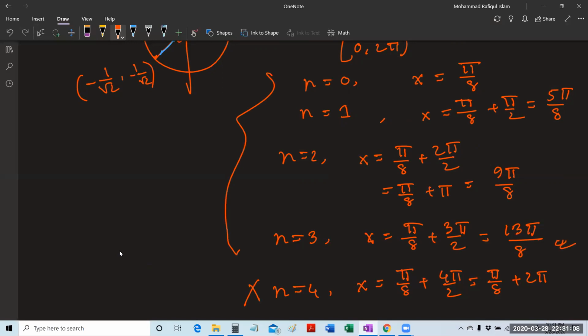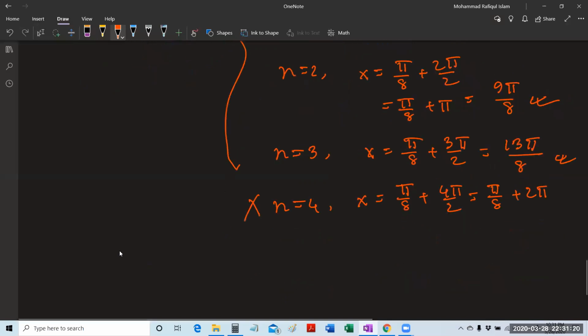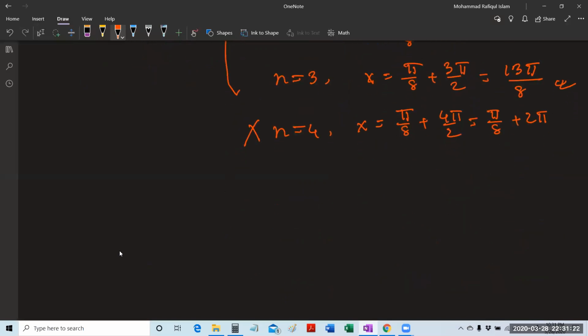So our solutions will include the x values up to this point. The acceptable x values: the first one is pi over 8, the second one 5 pi over 8, the third one is 9 pi over 8, and the last and final one is 13 pi over 8. So we'll write our solution set as: S equals pi over 8, comma 5 pi over 8, comma 9 pi over 8, and 13 pi over 8. I'm sorry, it should be 13 pi over 8.